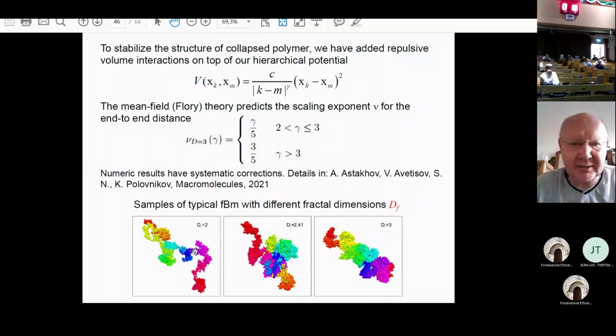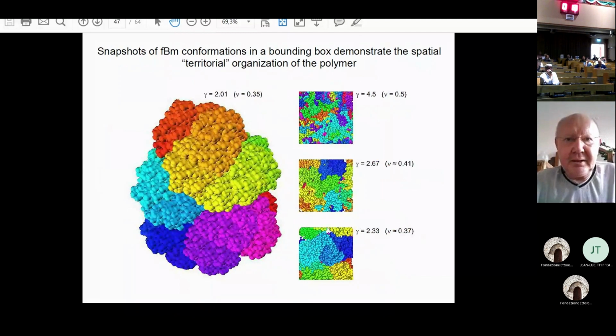Let me tell you that we have painted our chain in the same way from one end to the other, in rainbow colors. So if we put our polymer, a long polymer, in a bounding box, and wait for some rather long time, we see that there is a well segregated structure where these colors don't mix.